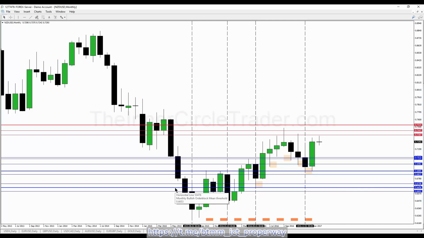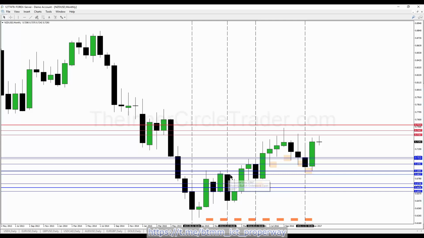This one here, a little bit thicker, says monthly bullish order block mean threshold. What that is, is this candle here. Okay, I'm referencing this one. And how I know that becomes a level of future interest, I have to delineate that with a vertical dashed line. That way everything to the right of that dashed line references this mean threshold, so the price should be sensitive to that.